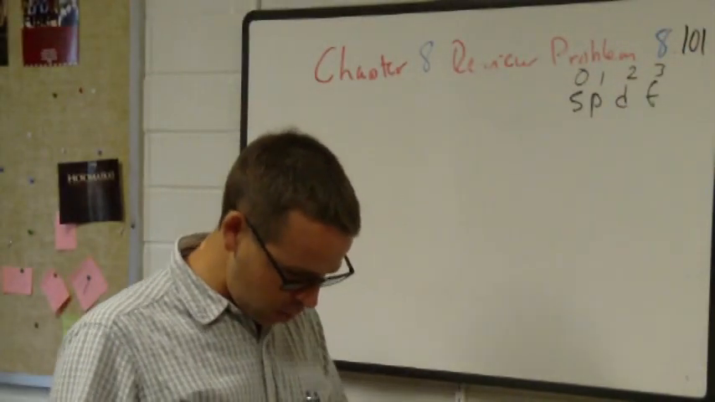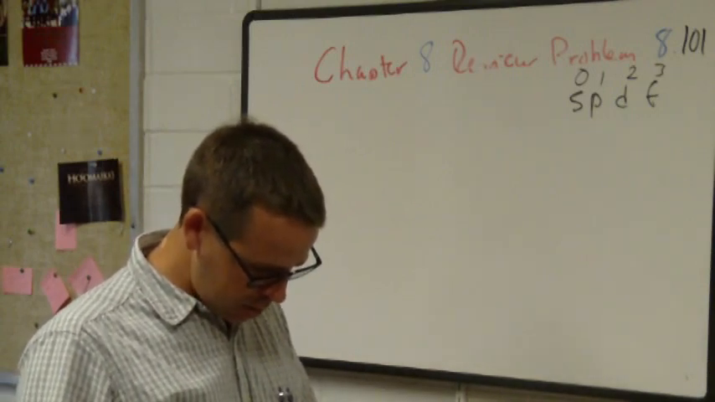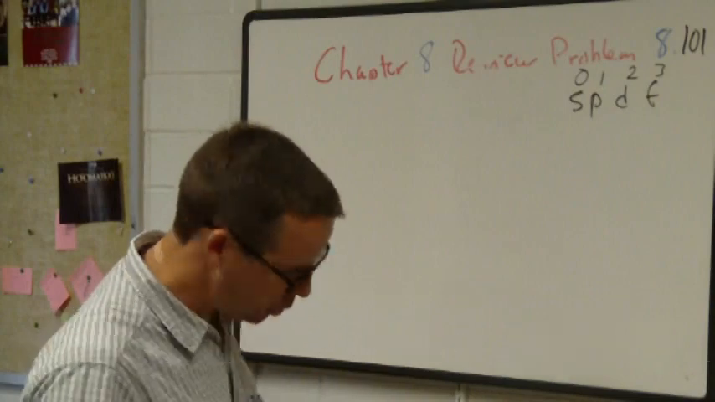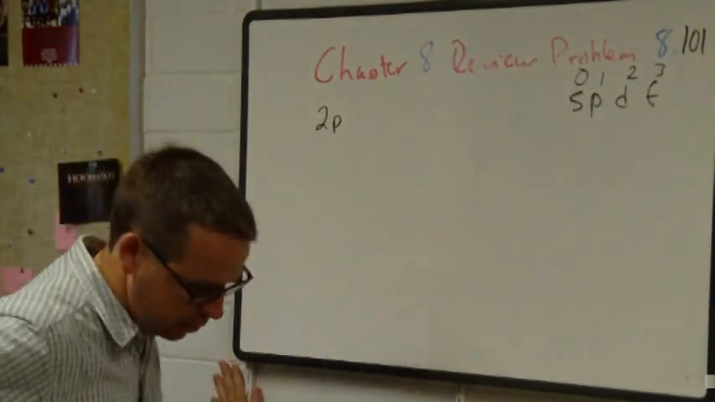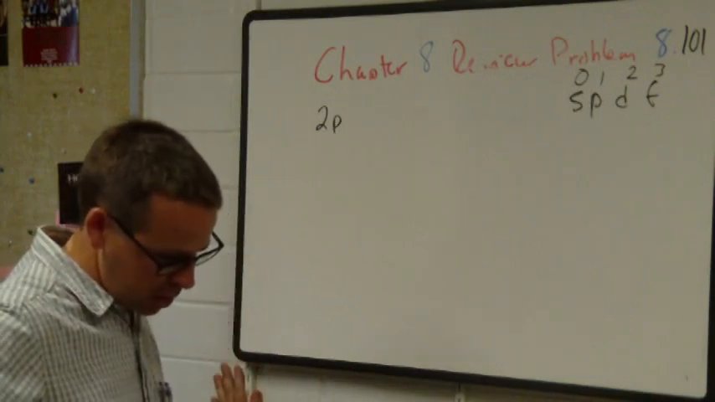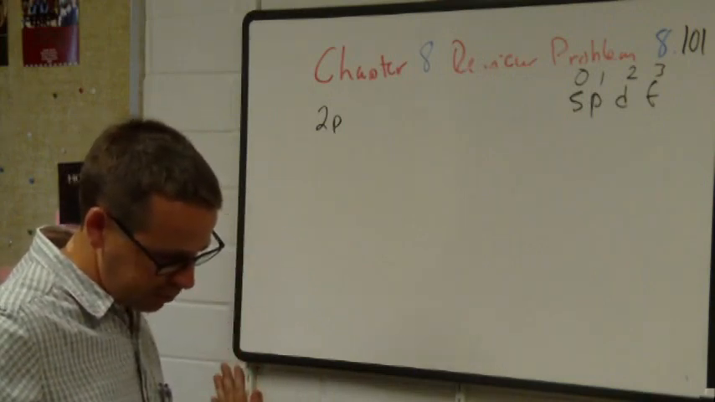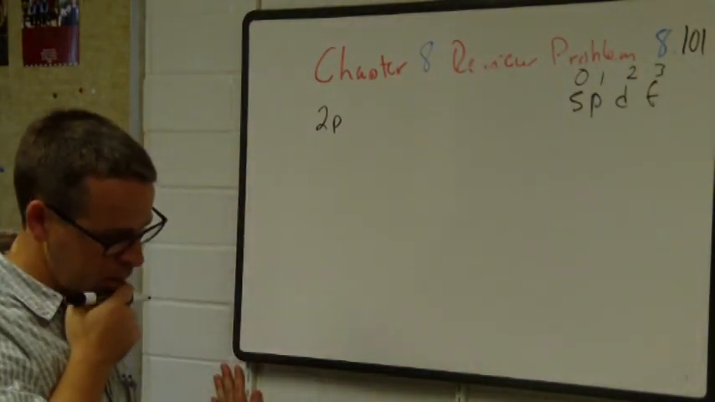Give the complete set of quantum numbers for all the electrons that could populate a 2p subshell of an atom. All right, so we want to find all the quantum numbers.